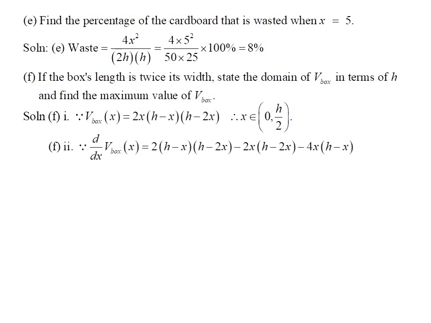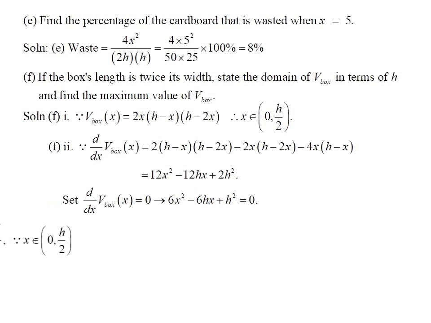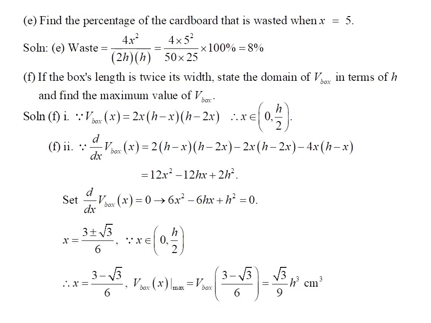And since the derivative function of VBox with respect to x equals 12x squared minus 12hx plus 2h squared, we set it to 0 and then find the value of x, which equals (3 plus or minus square root 3) over 6. Due to x being between 0 and h over 2, as we said earlier, x equals (3 minus square root 3) over 6. Hence, the maximum value of VBox equals square root 3 over 9 cm cubed when x equals (3 minus square root 3) over 6 centimeters.